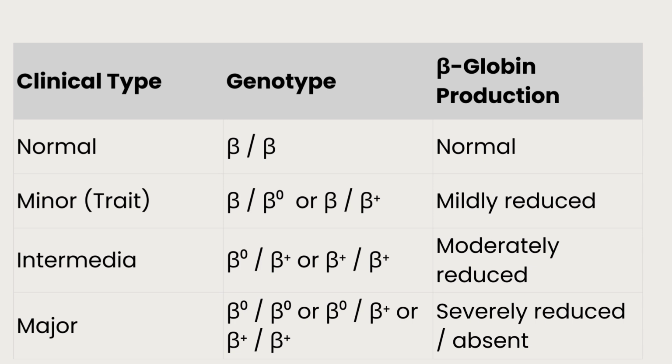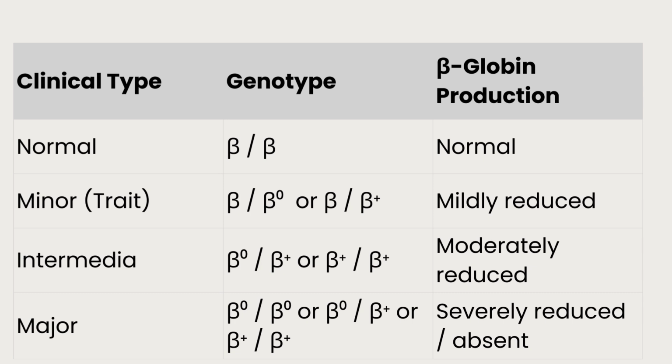Second, thalassemia minor, trait, genotype, beta 0 or beta plus. In thalassemia minor, one gene is normal and the other gene is defective. If the mutation is beta 0, that gene produces no beta chain. If it is beta plus, it produces a reduced amount.